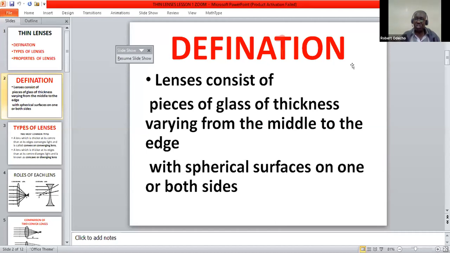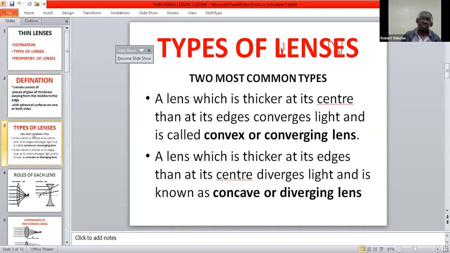What are the key things in the definition? Thickness varying from the middle to the edge. That is one. Then what is another thing? The spherical surface. So the surfaces are curved, either on one side or on both sides. That is how we define thin lenses. Types of lenses. Now, I want you to look at types of lenses.